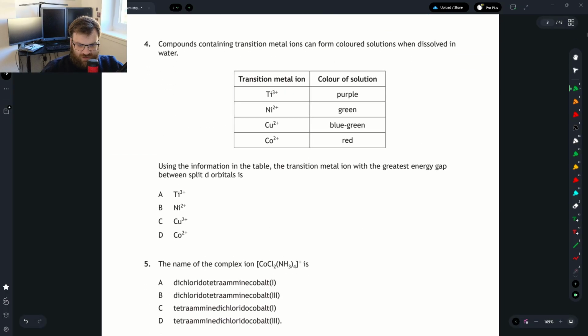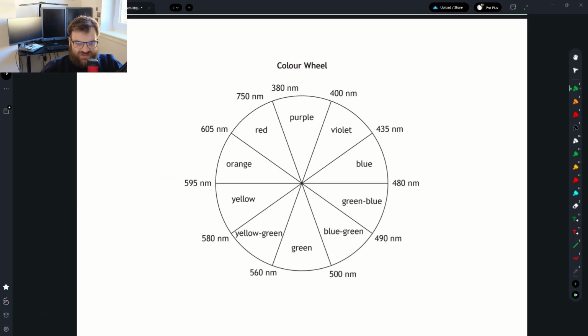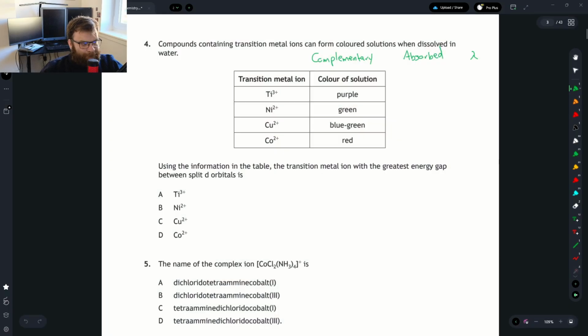On to number 4. Okay, for this question, we need to remember that the colour we see is the complementary colour to what is absorbed. I'm going to go to the colour wheel to get the colours that would have to be absorbed to see these colours, and also the wavelength that it applies to. Using the information on page 19, we can see to appear purple, it has absorbed green. To be green, it's absorbed purple. To be blue-green, it's absorbed red. And to be red, it's absorbed blue-green.